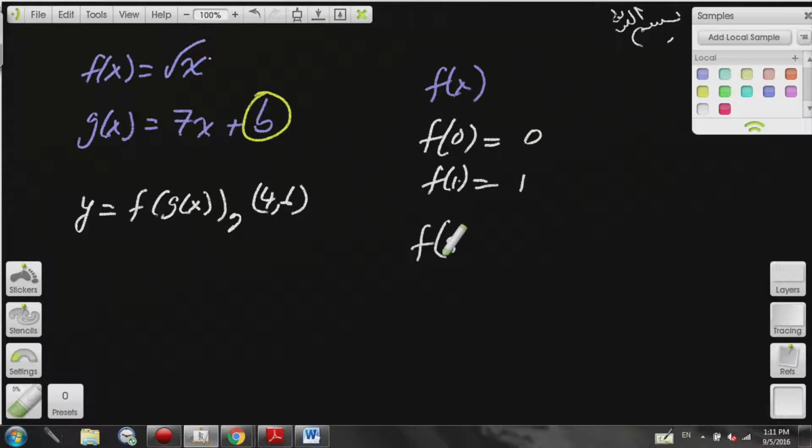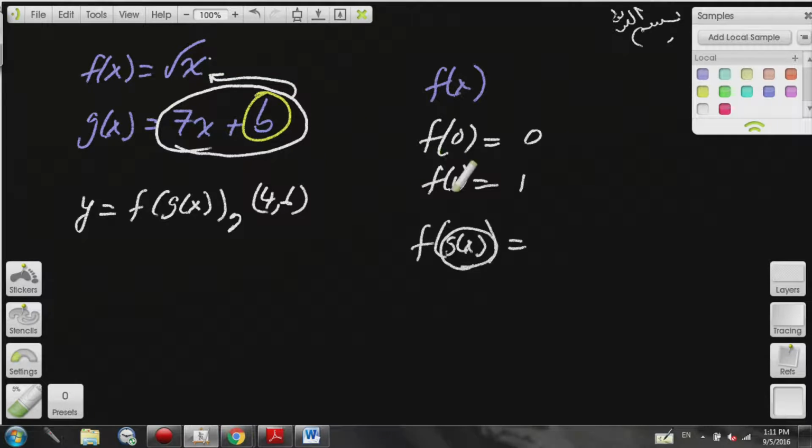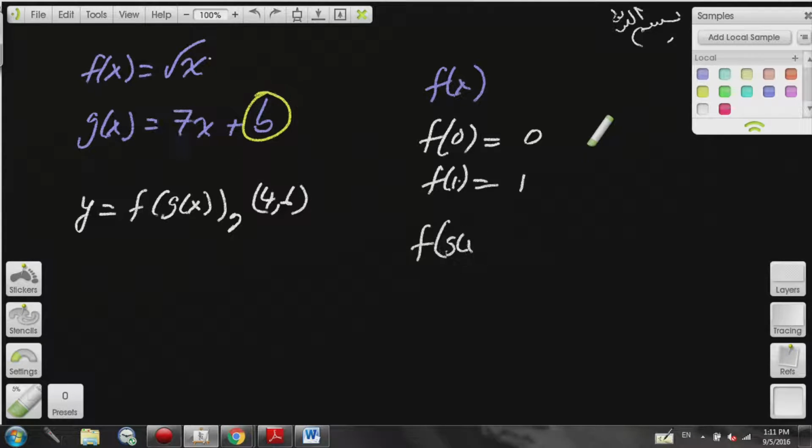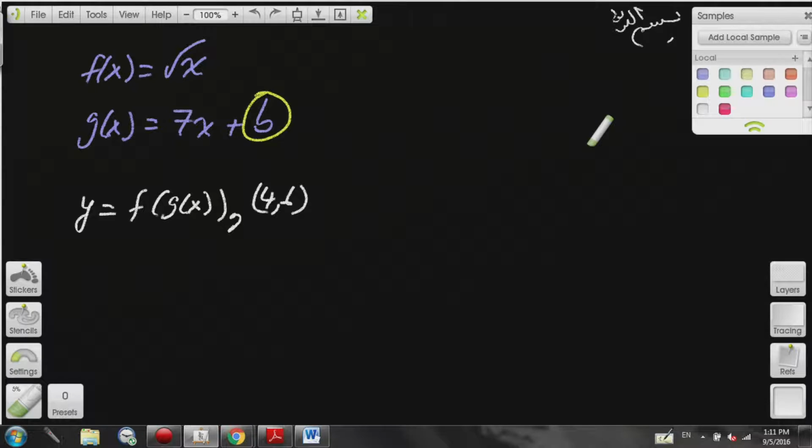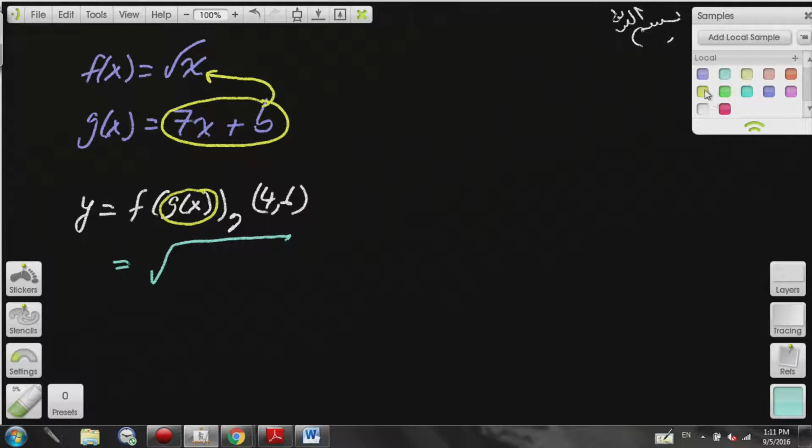Then if I ask you what's f of g of x, all you do is you put the g of x in where you would put these numbers. So we take g of x and substitute it over there. So f of g of x is just putting it in over there. We're told that y is a composite function where you put g of x in f of x. You take this and substitute it in the place of x and then you get y. So y is going to be the square root of, when you substitute this in there, 7x plus b. That's what y is. So now you know that's a composite function.